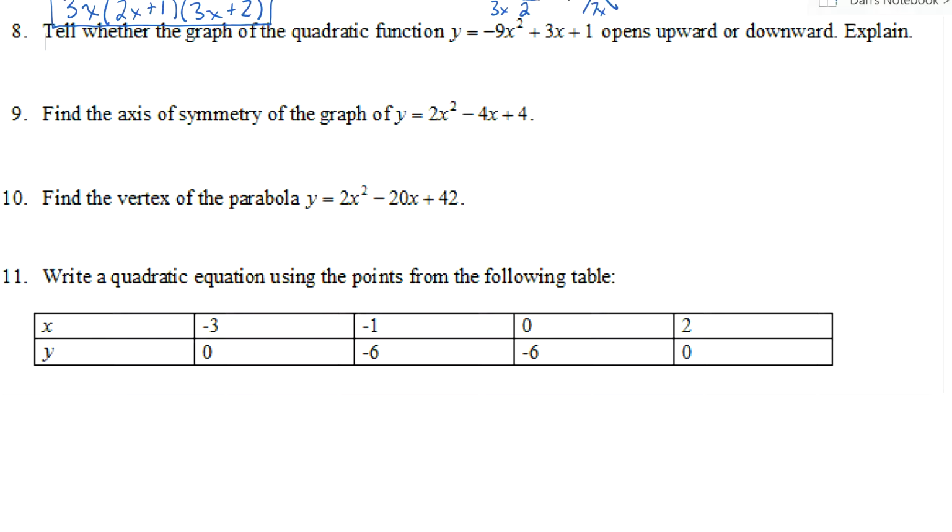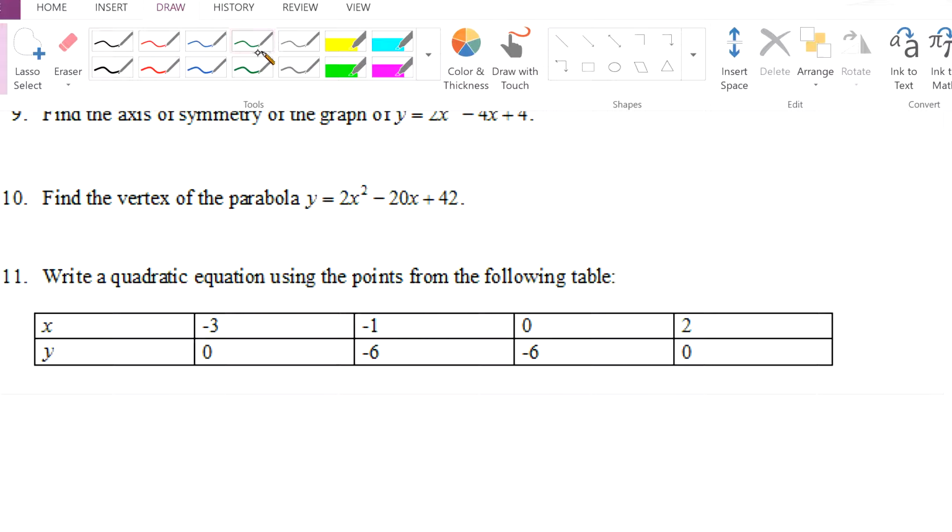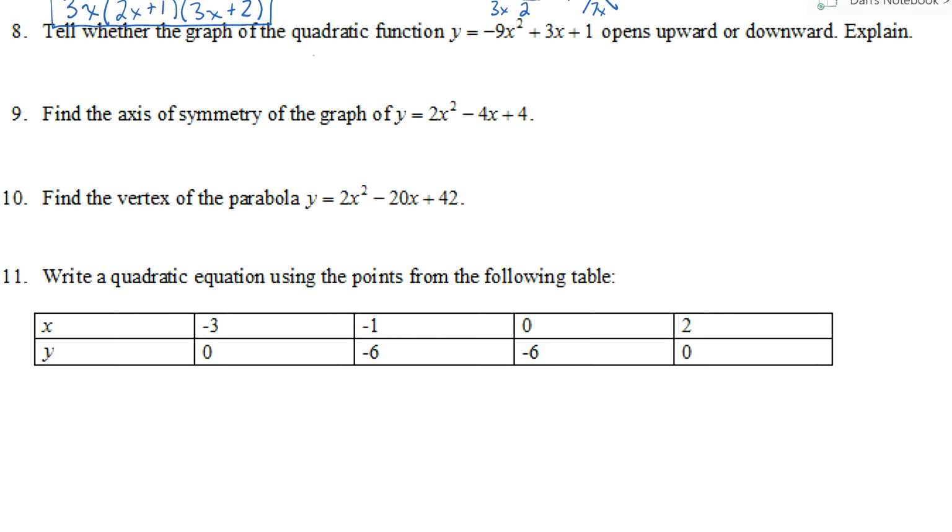Tell whether the graph of the quadratic function negative 9x squared plus 3x plus 1 opens upward or downward. Explain. Let's change color. Just go to gray. I haven't used that yet. This one is actually a pretty quick one. Since that x squared coefficient is negative, it opens downward, or it's upside down.